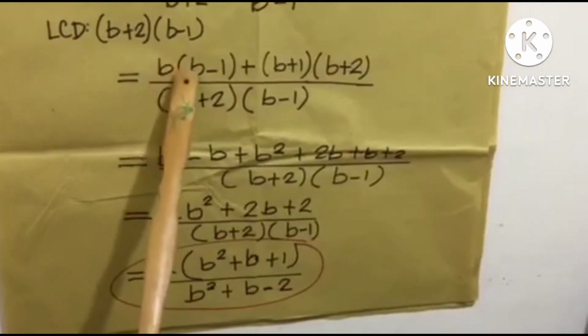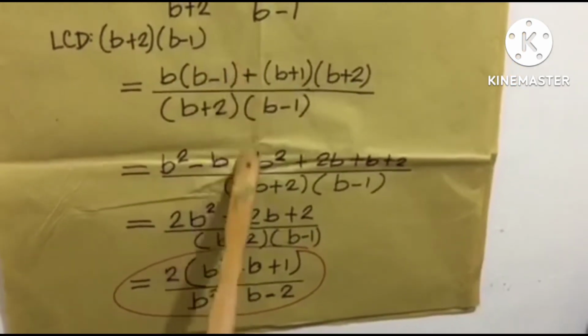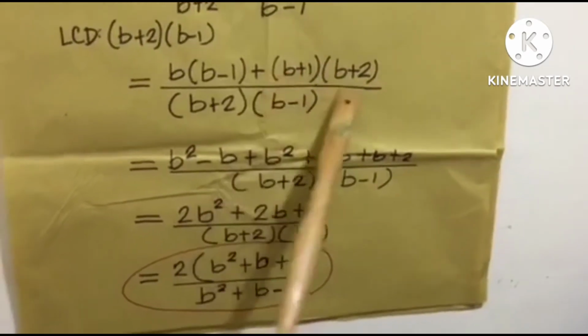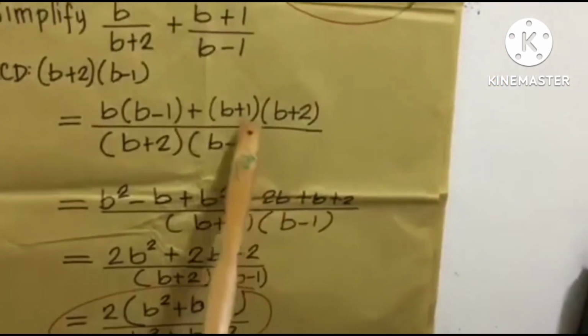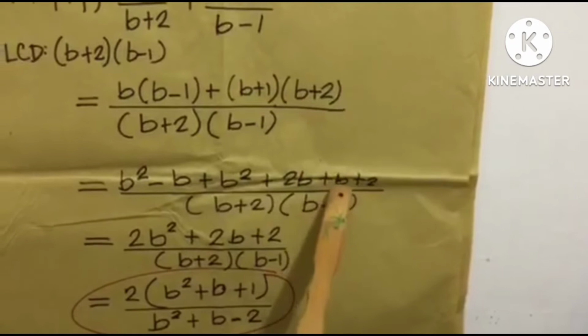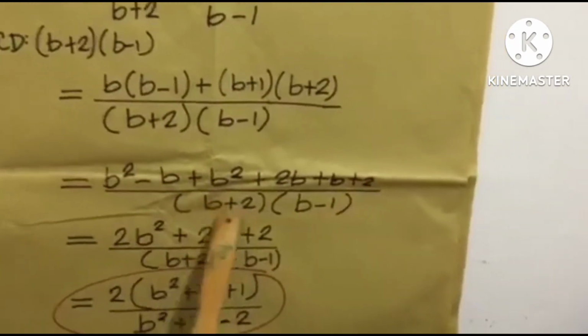Then b times b equals b squared. B times negative 1 equals negative b. Copy positive. B times b equals b squared. B times 2 equals positive 2b. And 1 times b equals positive b. Then 1 times 2 equals positive 2, over b plus 2 times b minus 1.